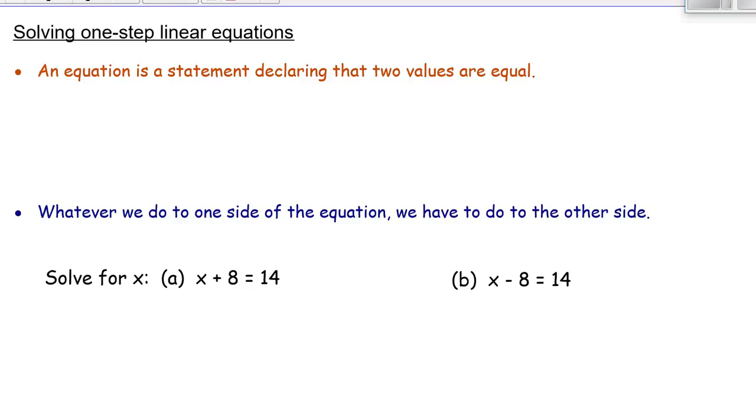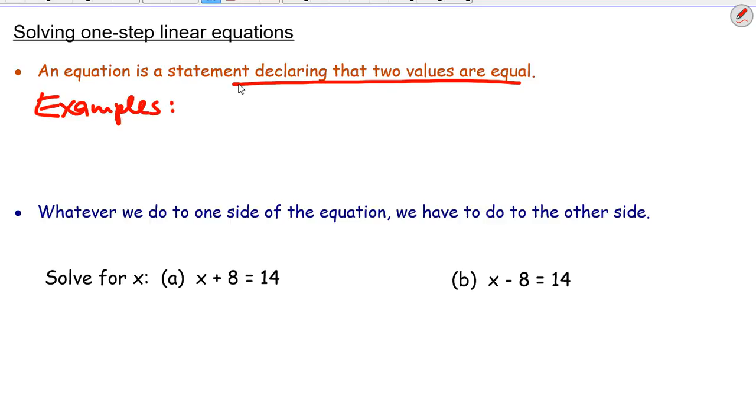An equation is a statement declaring that two values are equal. So we are going to look at examples of equations. One example is x = 5. Another one is m + 7 = 16.